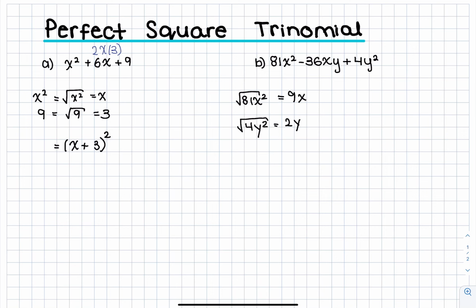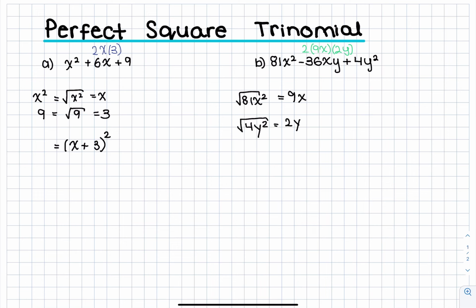Once again, we can check if it satisfies our conditions. We have 2 times the root of the first one, which is 9x, and the root of the last one, which is 2y. So we see 2 times 9 times 2, and that gives us negative 36xy.